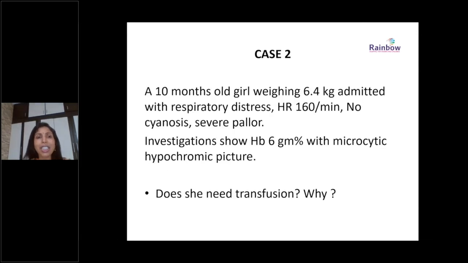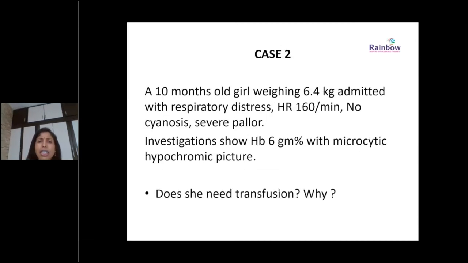So this is another case scenario. A 10-month-old baby with some failure to thrive, 6.4 kg at the age of 10 months, with significant respiratory distress, significant tachycardia, but no cyanosis, and severe pallor. Hemoglobin is just 6, with a microcytic hypochromic picture. Do we need to transfuse this child? How do we approach this case?